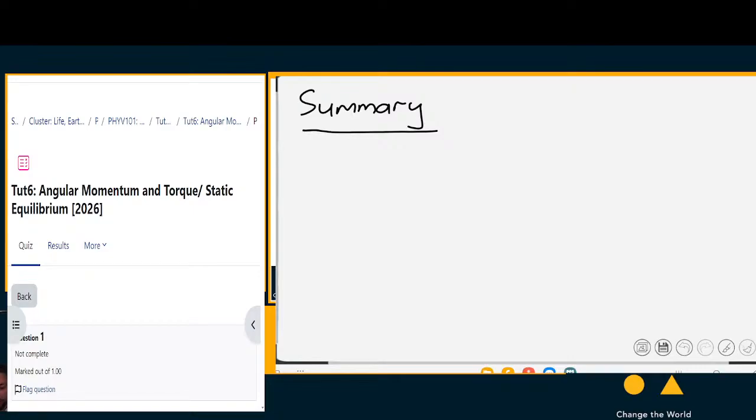Now, before you can even begin to study angular momentum, you need to know about the vector product. So let's start. What is a vector product?